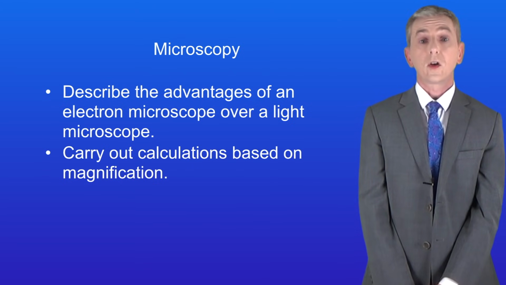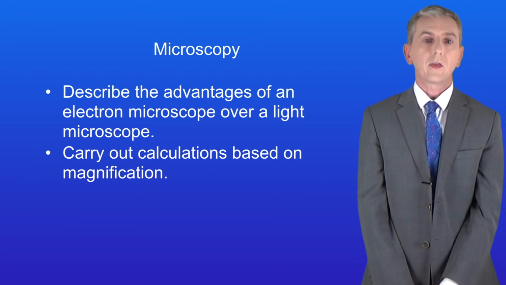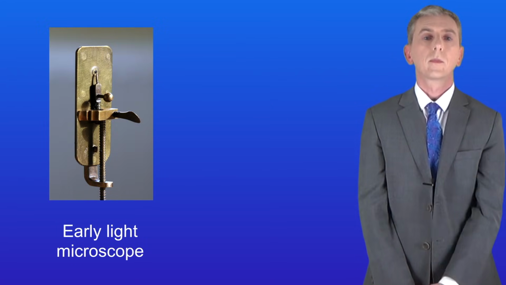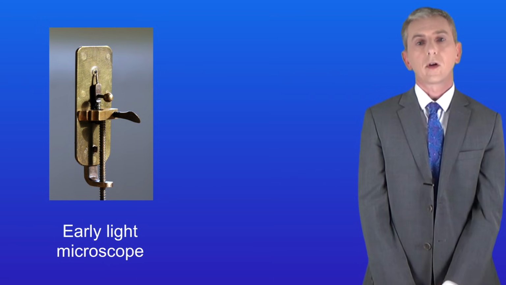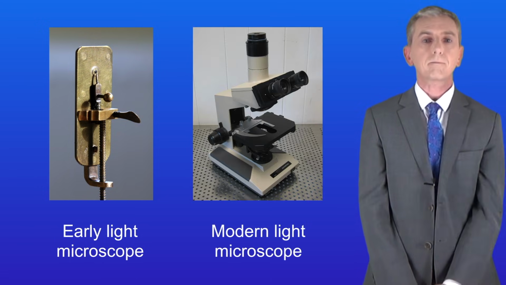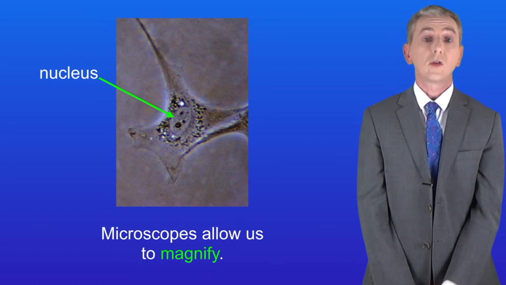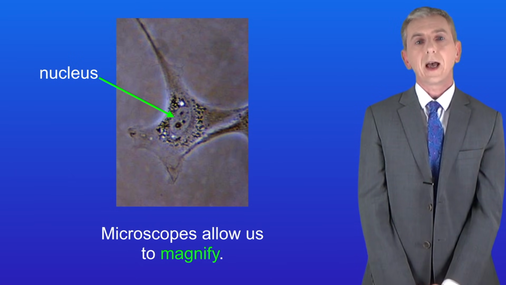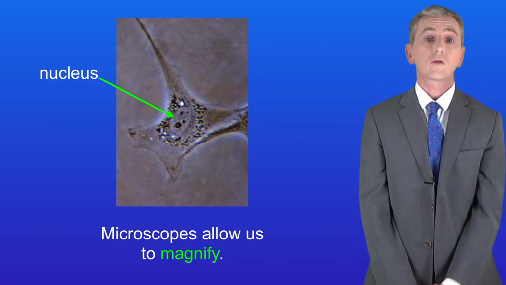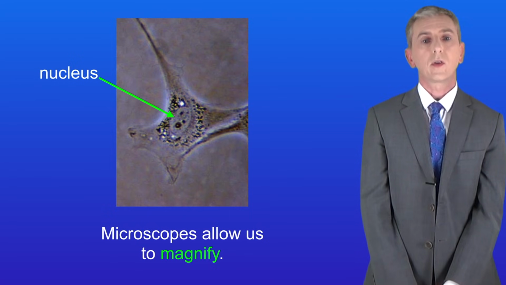Now, microscopes were first invented hundreds of years ago, and they looked something like this. Modern microscopes are much more advanced. I'm showing you a picture of a modern microscope here. Both of these microscopes use light to view the specimen. Over the years, light microscopes have been used a lot to study cells. They've allowed us to make important discoveries about the structures inside cells, for example, the nucleus.